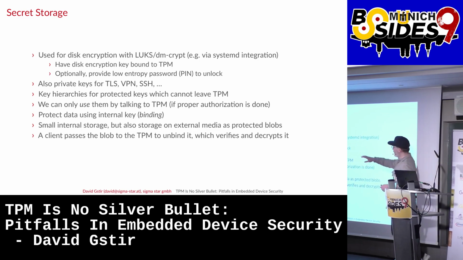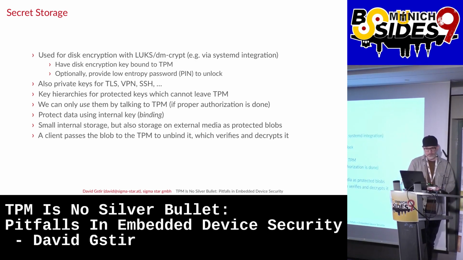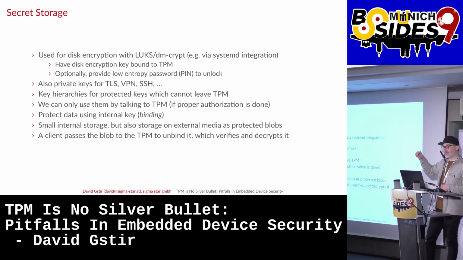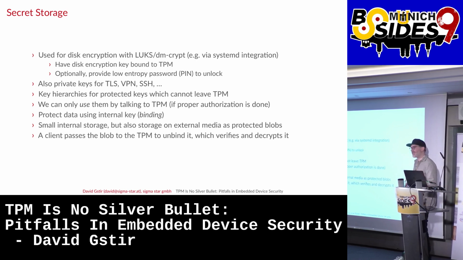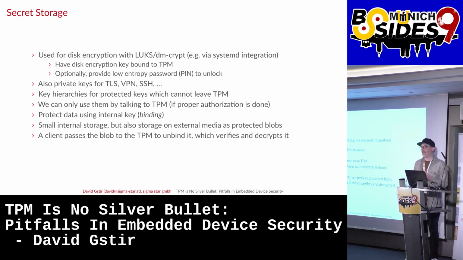You can also do the same thing for TLS, VPN or SSH, so you can secure those keys also with a TPM chip. The key hierarchies here are used to actually protect the keys. So those keys themselves are used to encrypt your keys. And these root keys are not able to leave the TPM. So the TPM protects them internally and it will never give them out to you. This protection is called binding. So when I use the word binding, you know it's that.